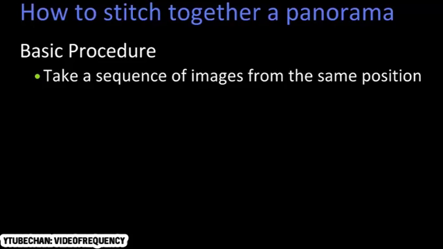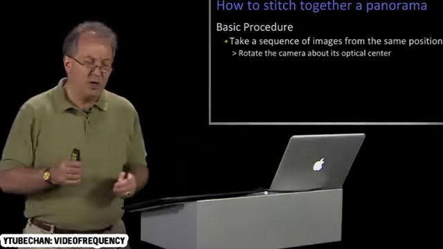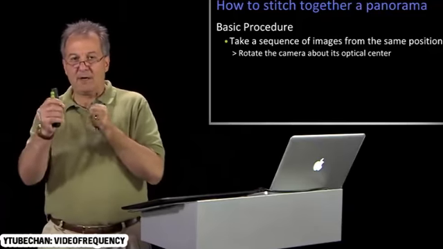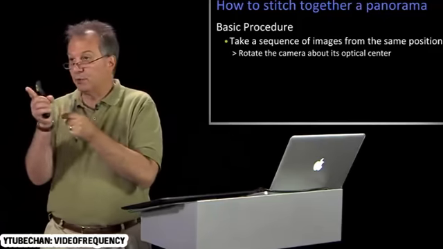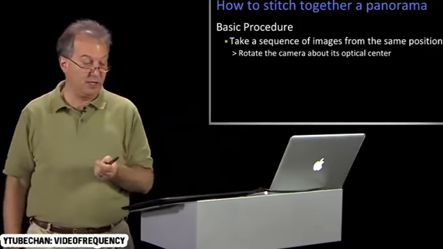You're going to take a sequence of images from the same position. So you might ask, well, if it's from the same position, don't I get the same picture? No, you're going to rotate the camera about its optical center. So the position stays the same, but the direction that the camera is pointing can change.